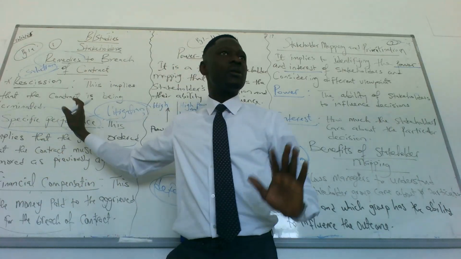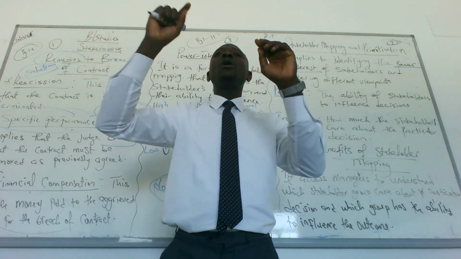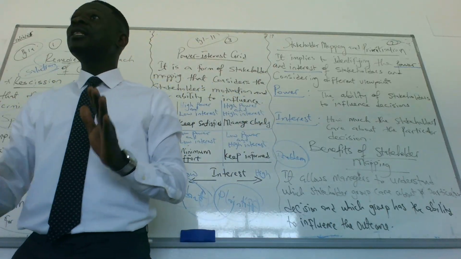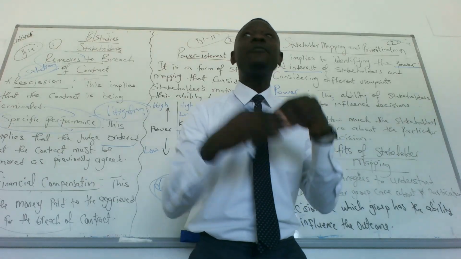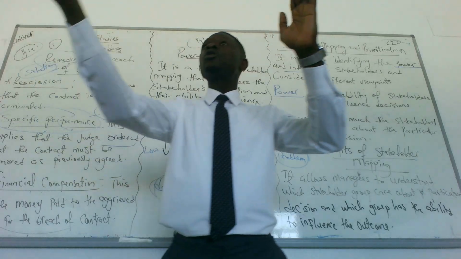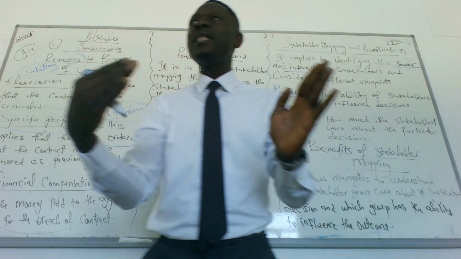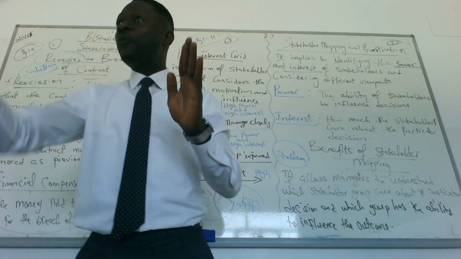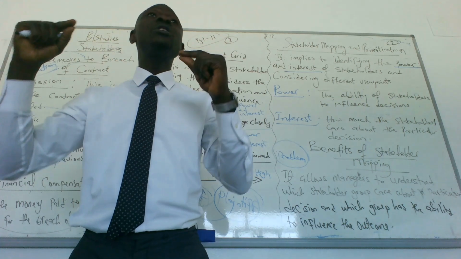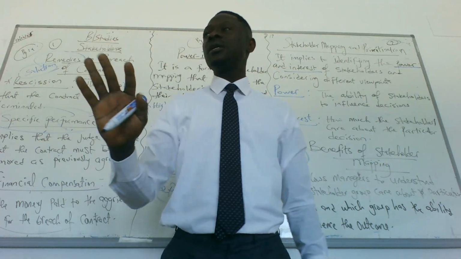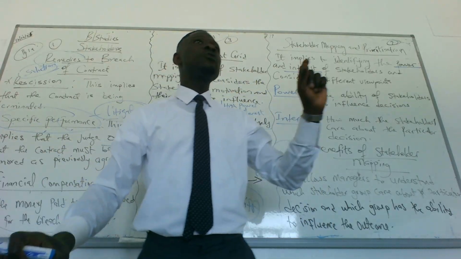But let's talk about this one. So the court will say, oh, Mr. A, go back and honor your contract. Now the court has said that you have to honor it. That is specific performance. The case goes to the court. The judge made an order for you to honor the agreement. Before now, you breached the agreement, but now the court says, go back, honor your agreement. That is specific performance. Go and do the right thing.